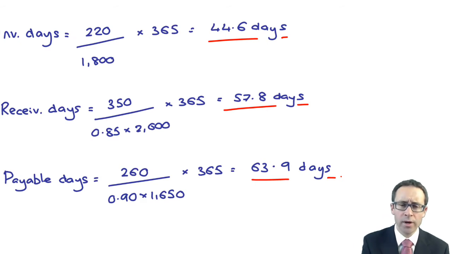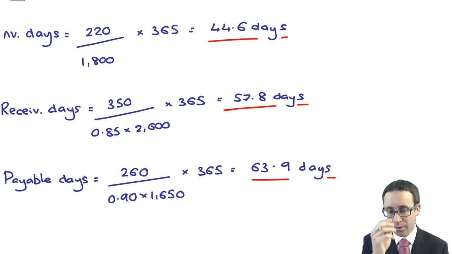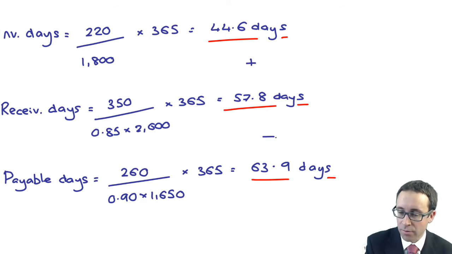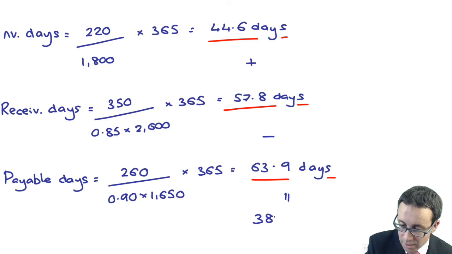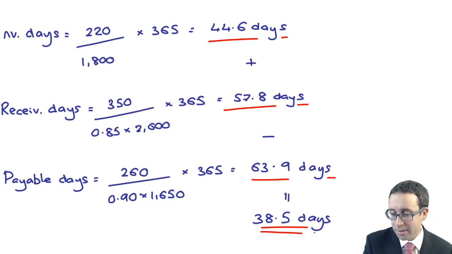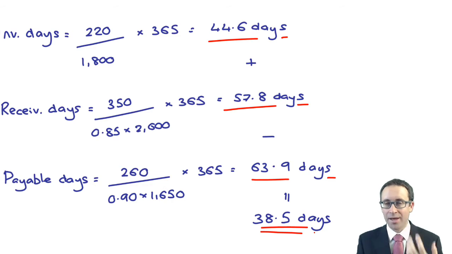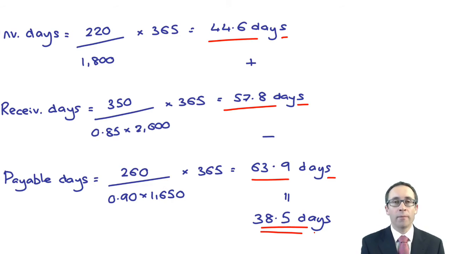Excellent. If you wanted to work out your working capital cycle, so how long it takes to get the cash in, or how long you are without cash within a business, we'll touch upon this shortly. 44.6 plus 57.8 minus 63.9 gives me 38.5 days. We'll explain that in a little more detail afterwards. That's your working capital cycle, or cash operating cycle, the number of days that the business is without cash, but I will elaborate on that afterwards.